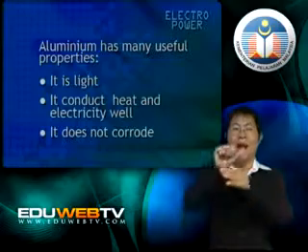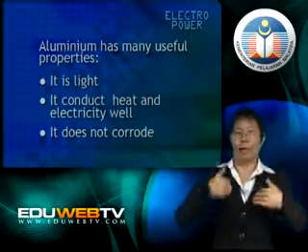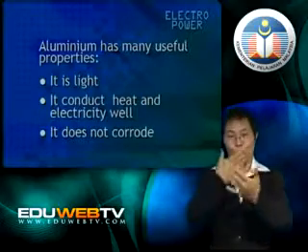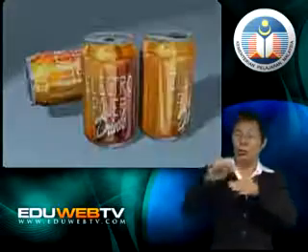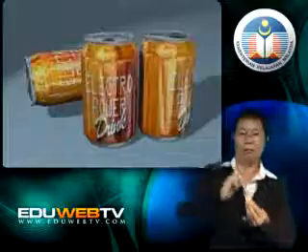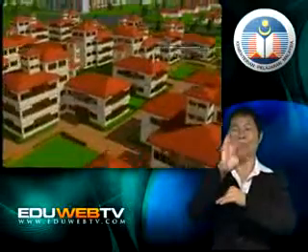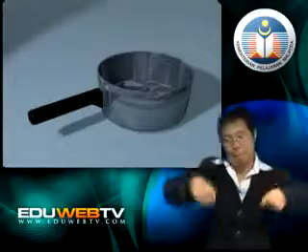Aluminum has many useful properties. It is light, it conducts heat and electricity well, it does not corrode. Aluminum is used in many things around us. Drink cans are made of aluminum. Parts of aeroplanes, foil, window frames, electricity cables, and pans are all made of aluminum.